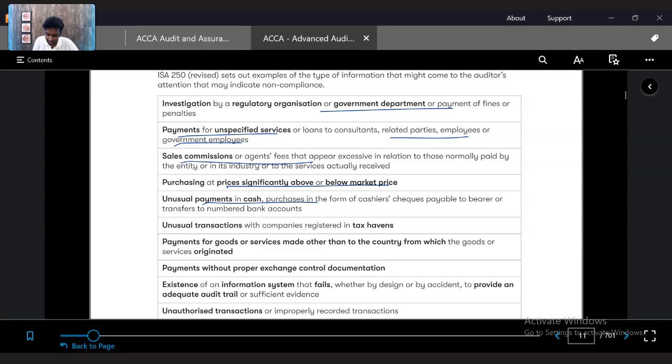Unusual payments in cash, or purchases in the form of cashier checks payable. So frequent cash payments are going out, or cash purchases are going out. Unusual transactions with companies in tax havens.